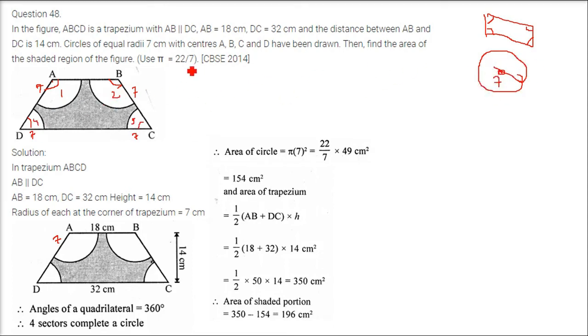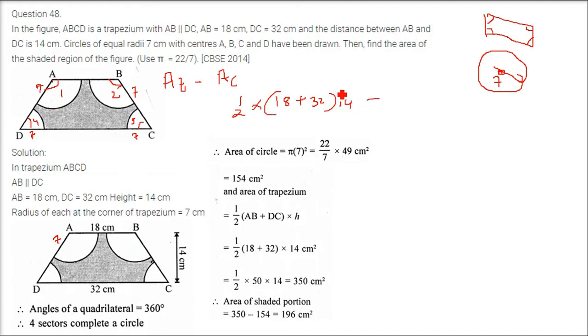So essentially what we have to do, we have to find out the area of the trapezium and subtract the area of the circle with the radius 7. What is the area of the trapezium? It is half into sum of the parallel sides, 18 plus 32, and the distance between them, that is 14. And we have to subtract it from what?